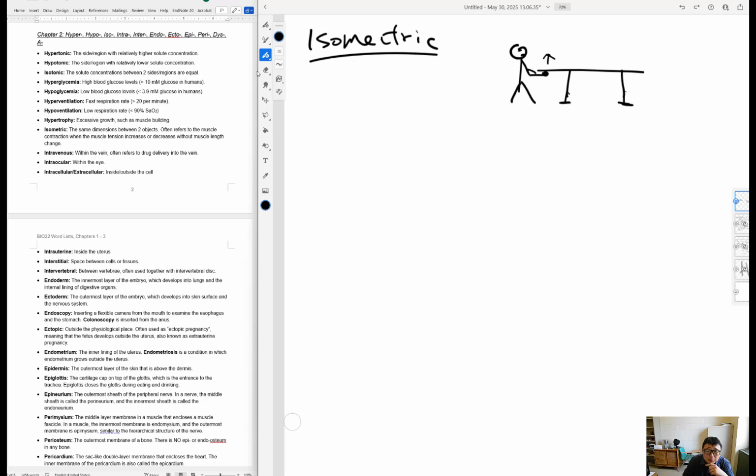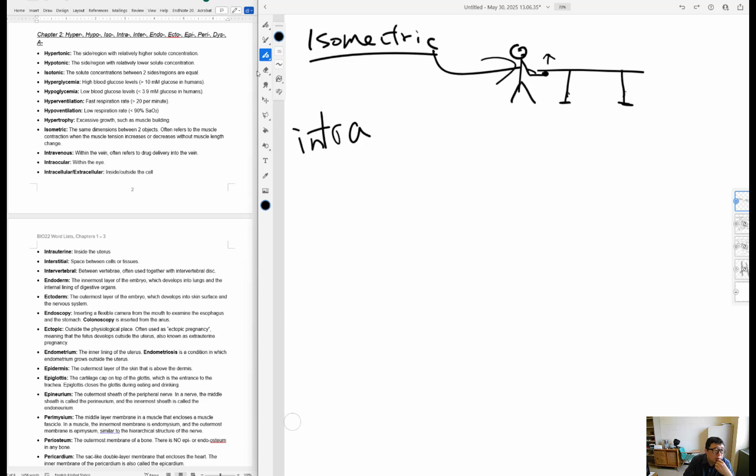gradually, my strength becomes higher and higher, but the angle between the upper arm and the lower forearm does not change at all. This is called isometric. The angle does not change, however the strength becomes stronger. Isometric. And keep moving.